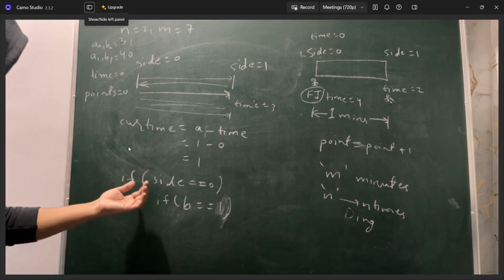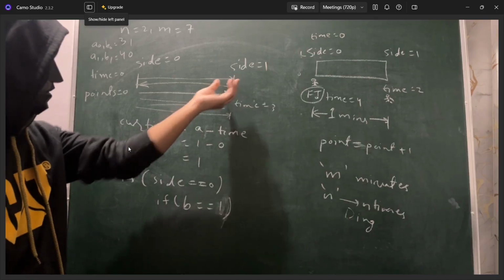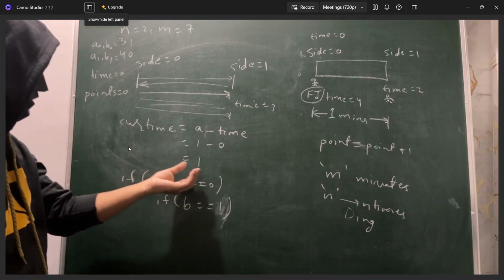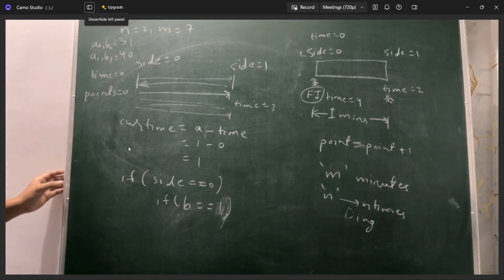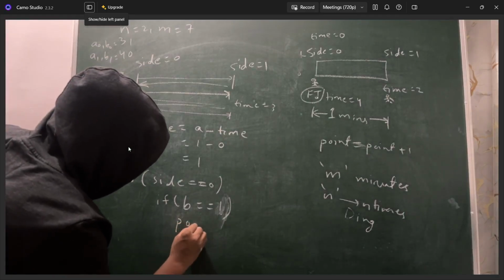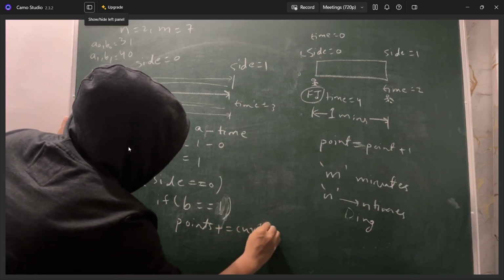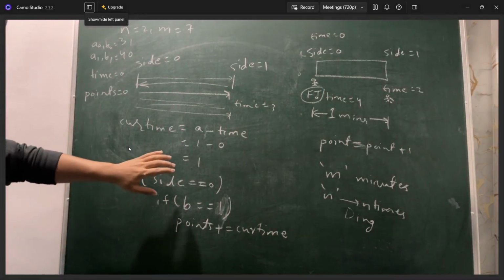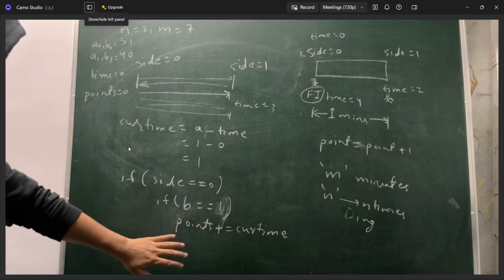So that is the reason I'm trying to find, if you're at side 0 and you want to move to the other side, and the time from the previous time to the current time, whatever time you have got, if that is odd, in that case points will be adding the current time. When you add the current time, let's say your current time was in this case odd only, so that is correct.